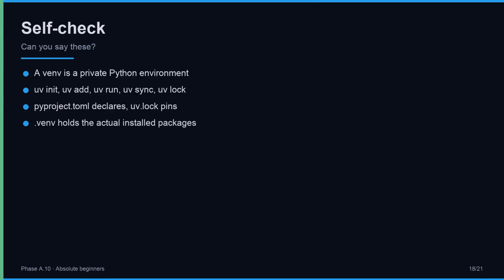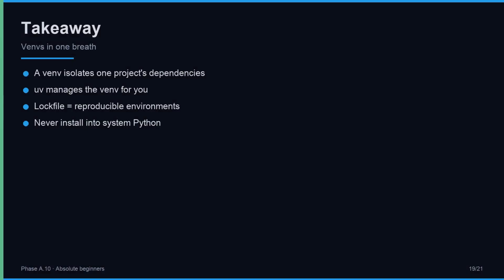Quick self-check. Can you explain in one sentence what a venv is? Can you name the five uv commands we used? Can you say which file declares dependencies and which one pins exact versions? Can you point to where the installed packages actually live? If any of these feels shaky, rewind the matching part. You do not need to memorize the log file format, just know it exists and why. Say each out loud.